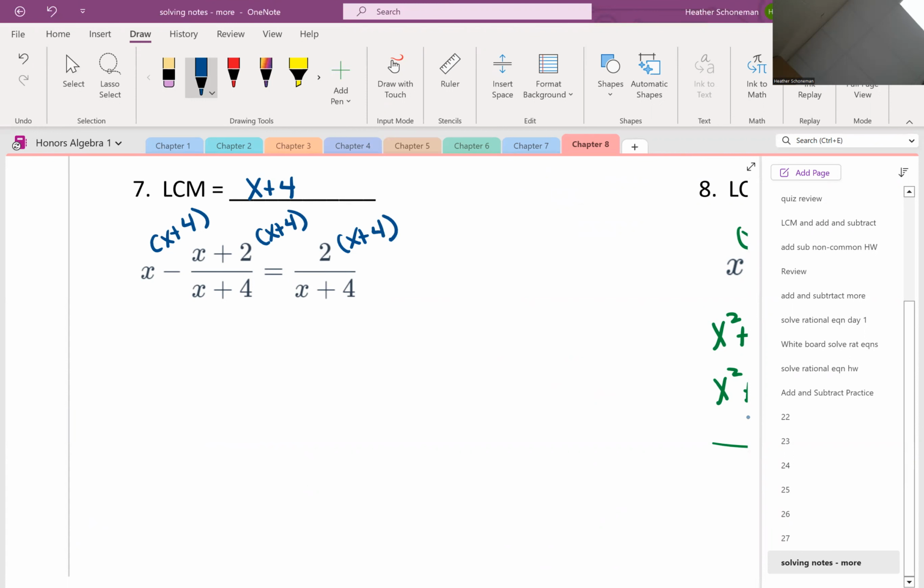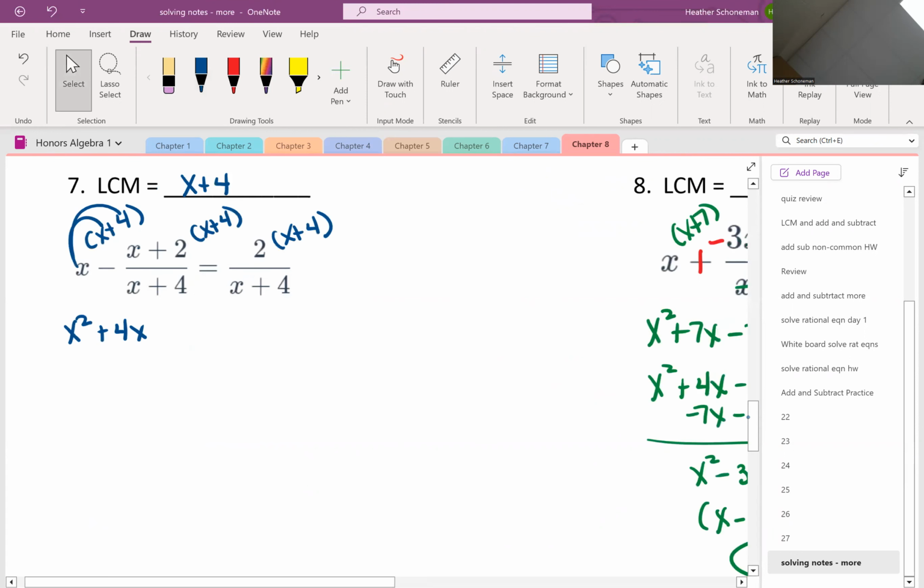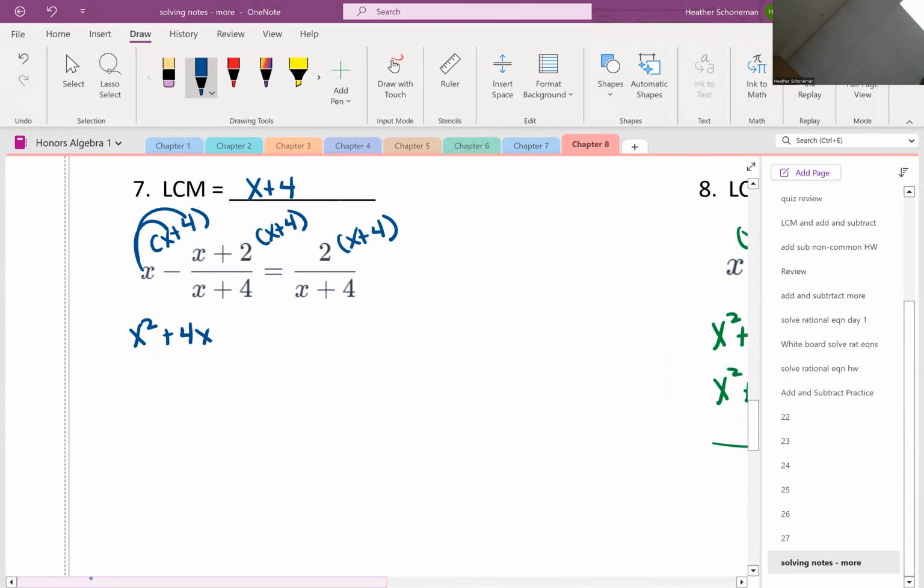Okay, on the first one, nothing cancels. So when I distribute, x times x is x squared plus 4x. Over here, the x plus 4's cancel, but be really careful because there's a minus here. And remember, when you're subtracting, you have to subtract the whole numerator. So I'm going to change this minus to a plus, and then it's going to be -x and -2, equals, over here, the x plus 4's cancel, and I just get 2.